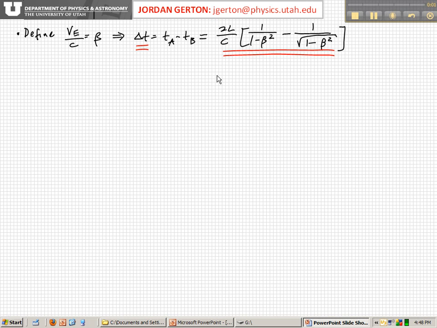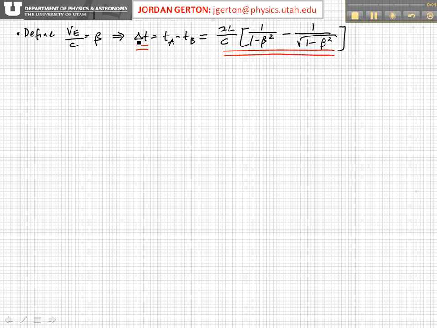Okay, so this was the expression up here that we wrote down for the time difference of the light traveling in the two different arms of the Michelson-Morley interferometer. Now we can simplify this expression using a Taylor expansion. Remember, a Taylor expansion takes this form. So if x is much less than 1, then the expression (1 + x)^n is approximately, to first order in x, 1 + nx.